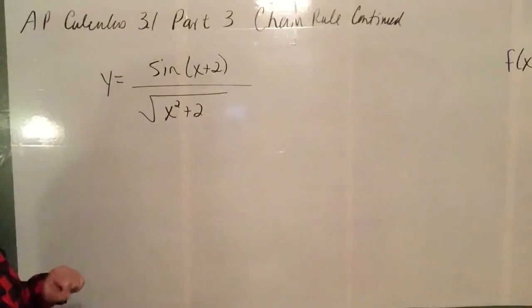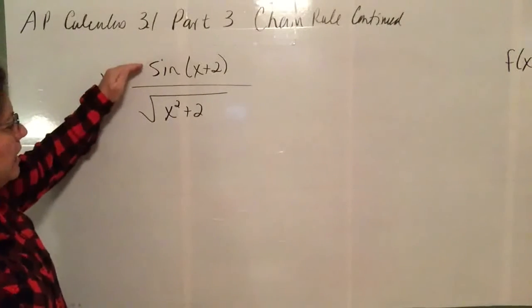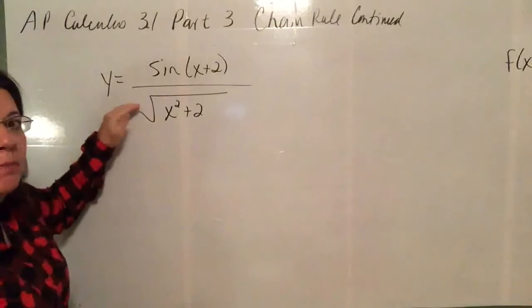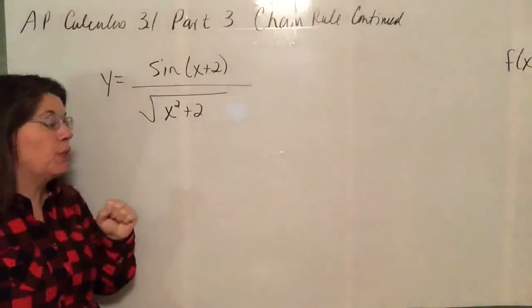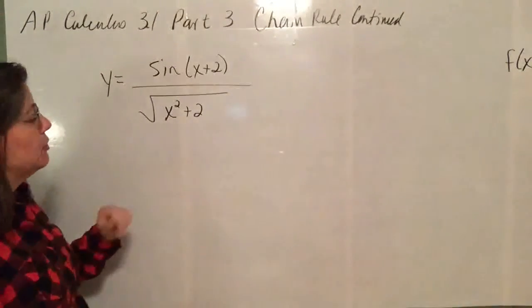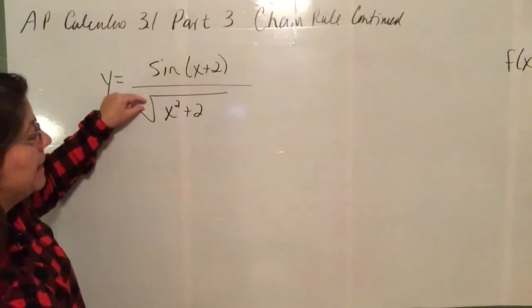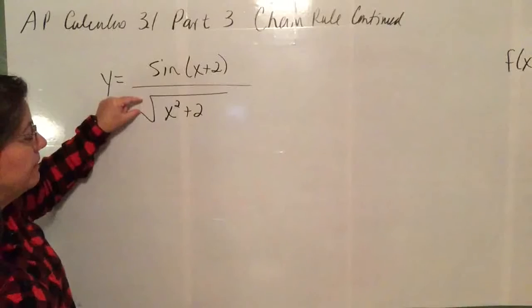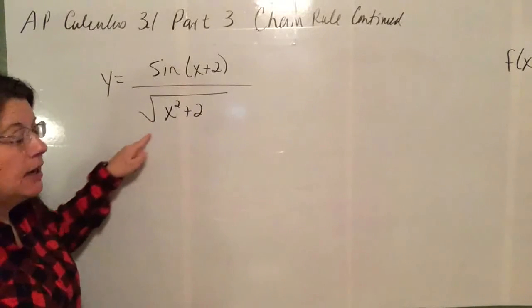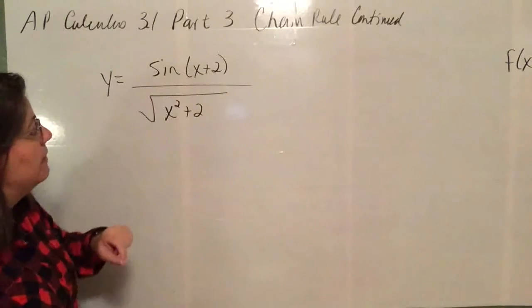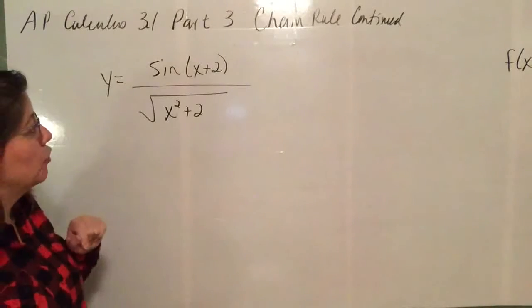For the next problem, if you notice, I've got something on top and something on bottom. I'm going to use the quotient rule with that. And remember, to use the quotient rule, you take the derivative of the top times the original bottom minus the original top times the derivative of the bottom, and that would be using the chain rule there. And then you put that over the bottom squared.